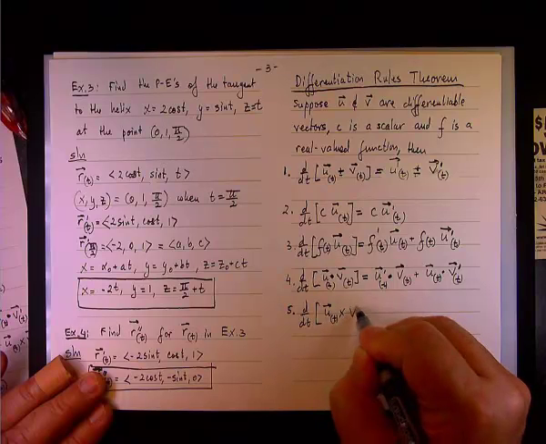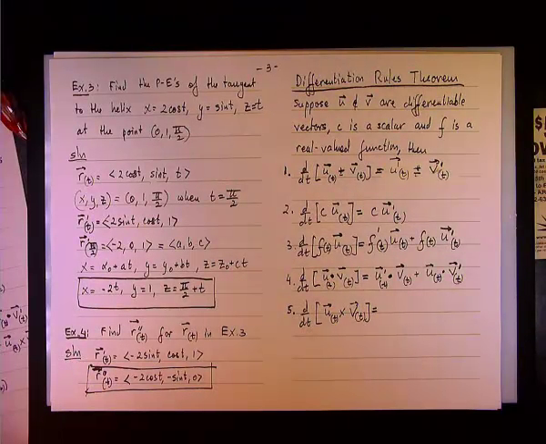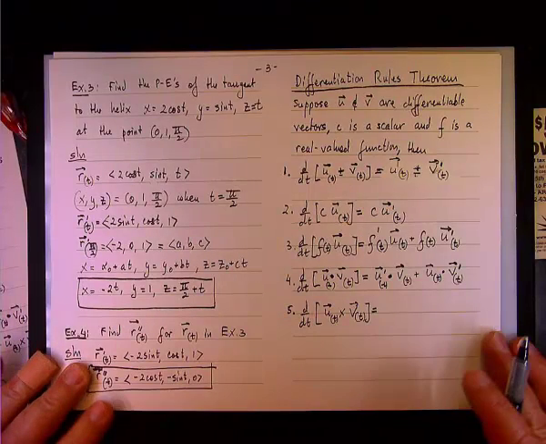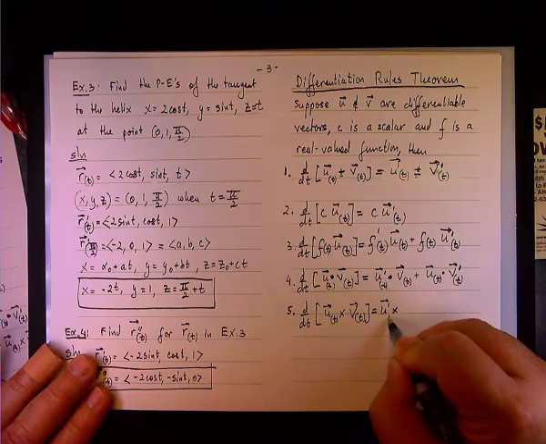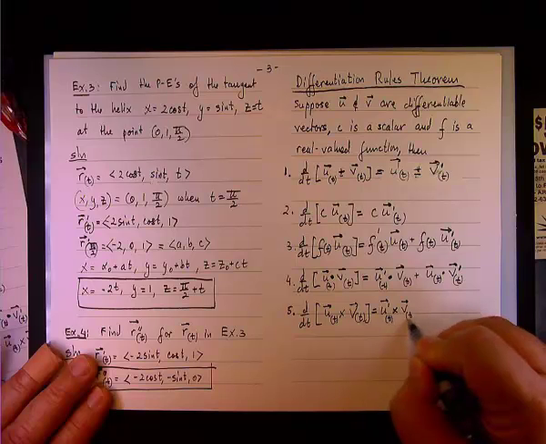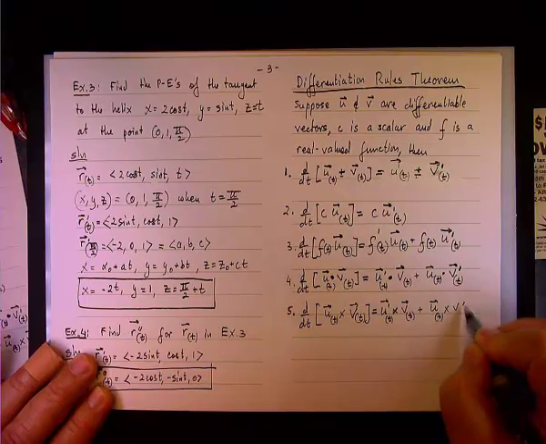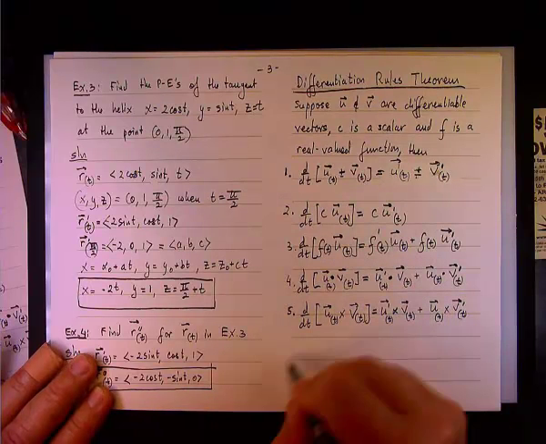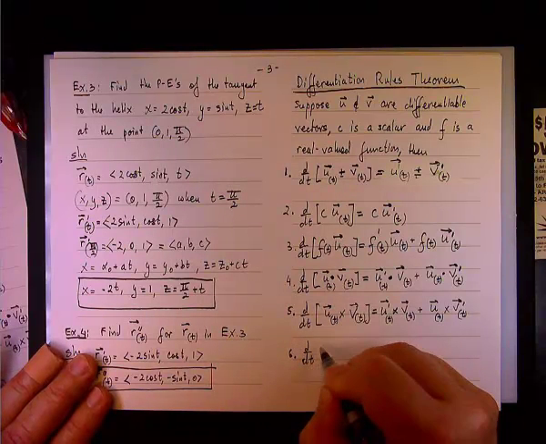What if we have a cross product? It turns out that the derivative of a cross product results in the same product rule, except the product remains a cross product. So it will be u prime cross v plus u cross v prime.